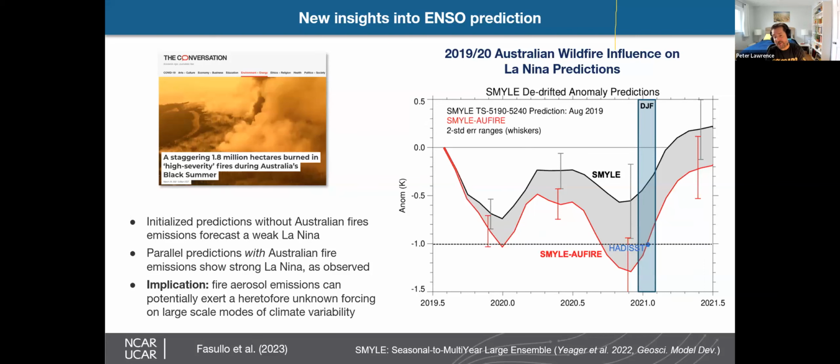And they meet up almost exactly with this seasonal prediction of El Nino, La Nina, with what's called SMILE, which is the seasonal to multi-year large ensemble. So what we can say is that there are certain elements in the climate system that give us more understanding of what the future might look like. And having a modeling system like this really gives us the ability to explore those relationships.